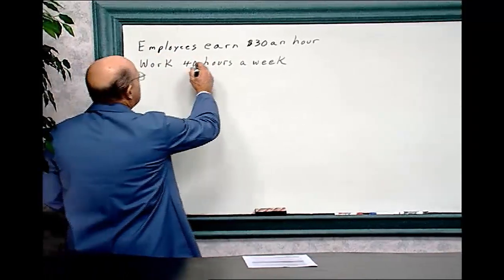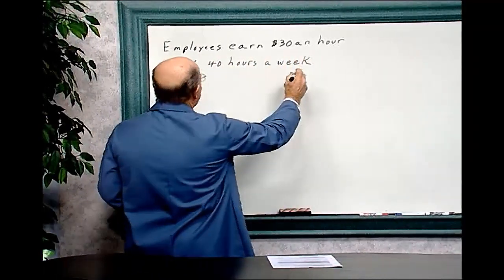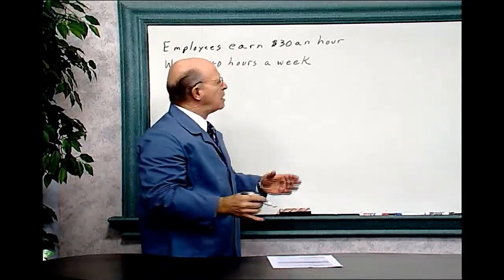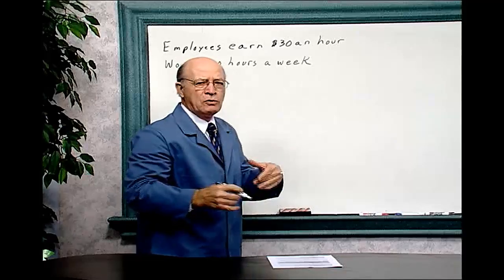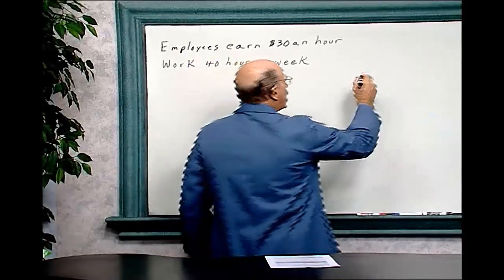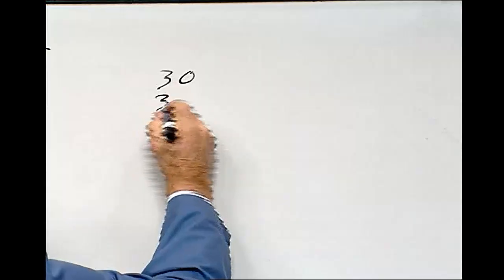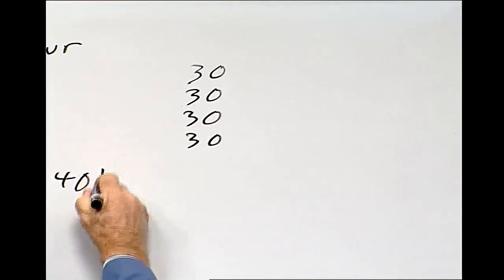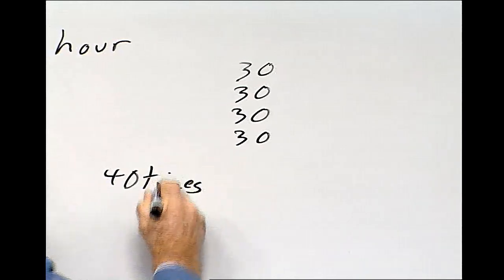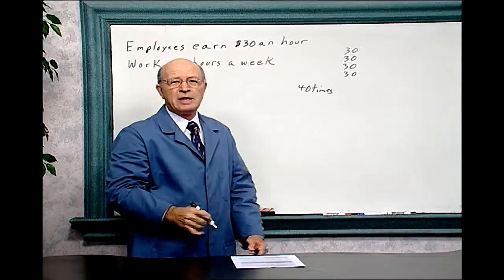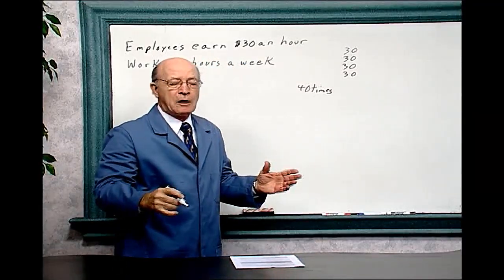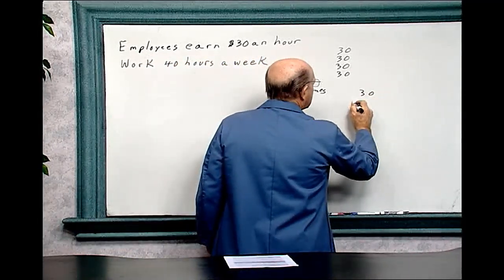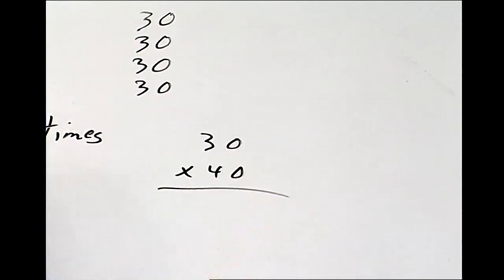Now say the employees earn $30 an hour and they work 40 hours a week. Now if you use normal addition, you'll be writing 30, 30, 30, 30. You'll be writing it 40 times. That's a lot of work. There's a much simpler way. Now we're not going to do the math. The simpler way is just take 30 times 40, and that will give you the answer.